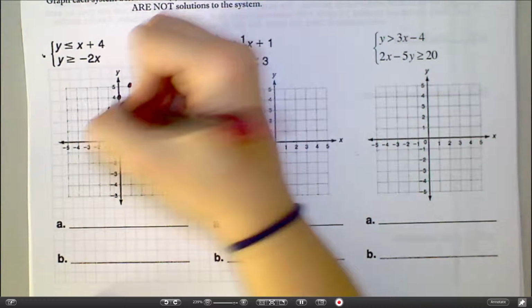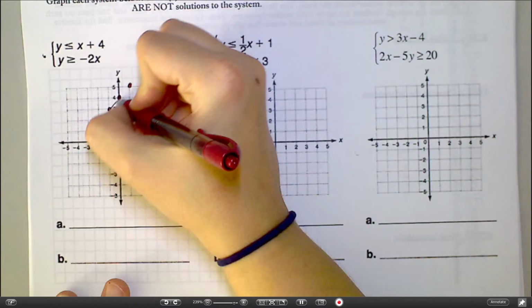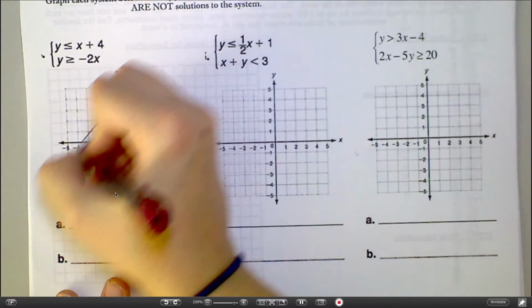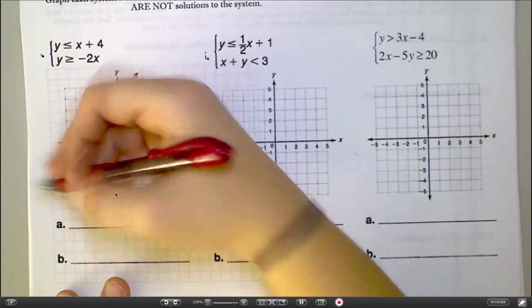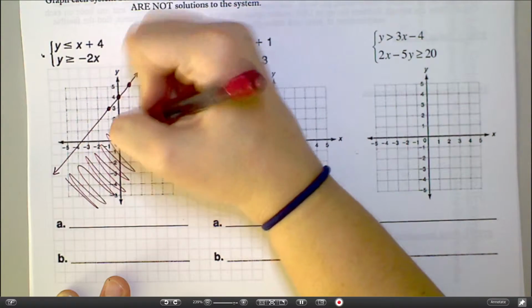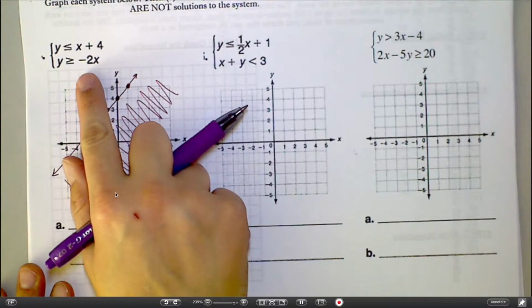Remember to look out for dotted lines and solid lines. Which one's this going to be? Solid. And shading above or below? Below. This is less than, so you're going to shade everything down here. So you've already done that, right? That's the same as what we've done before. Now we're going to do the same thing with the other one.